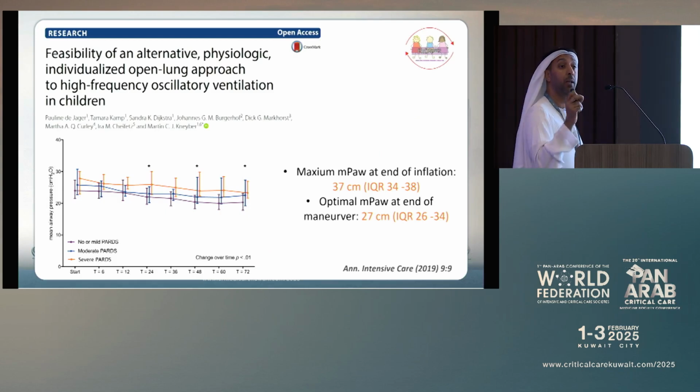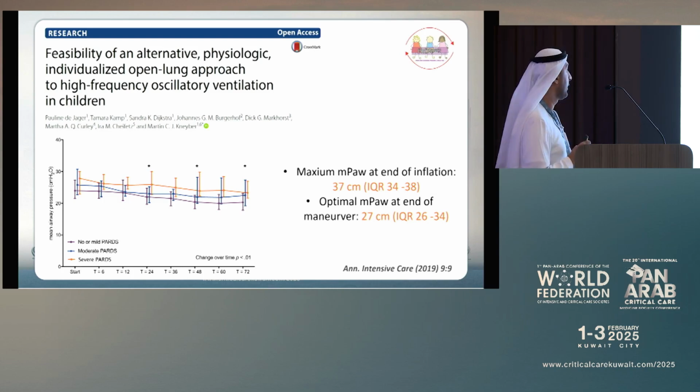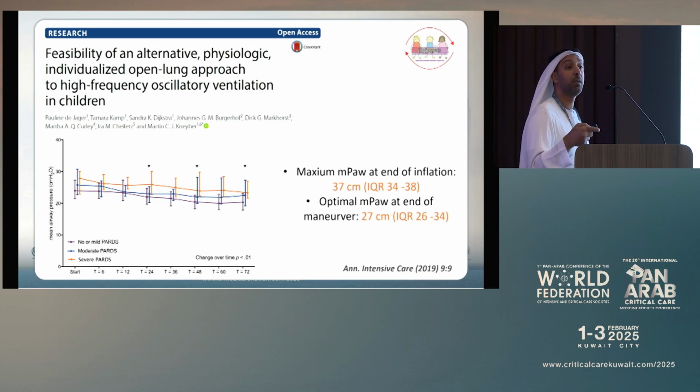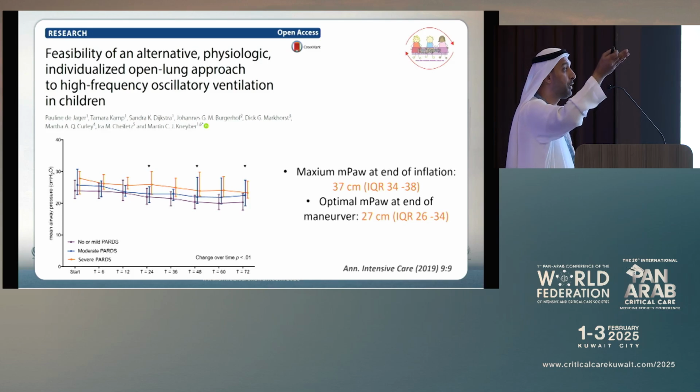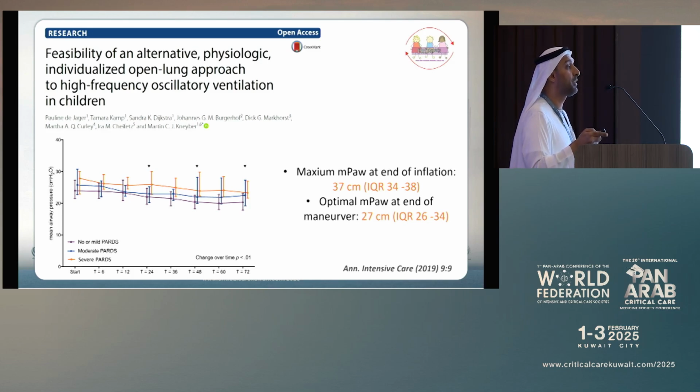This is a study done prior to starting PROSpect by many PROSpect principal investigators, Dr. Curley, Myra, Martin. What they wanted to see is what most of the patients with severe ARDS require during this mean airway pressure titration. What they found is that when they're doing the mean airway pressure titration, most patients will require around 37 centimeters as a PEEP of hyperinflation. And when they are coming down in the deflation limb, most patients will require around 27 centimeters.